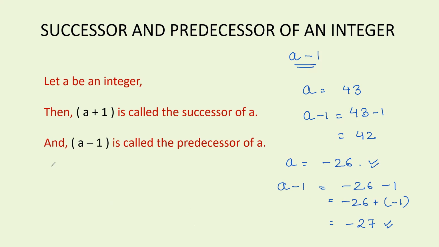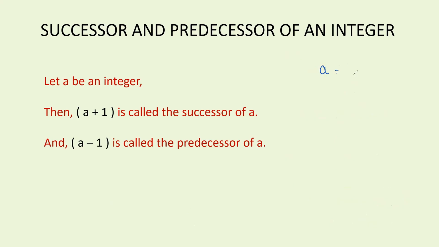Let us take one more example. Say a is minus 16. If we need to find the successor of a, we take a plus 1, minus 16 plus 1. One negative integer, one positive integer. They are subtracted. We get the answer as 15. The sign of the bigger number is minus. So here the successor is minus 15.